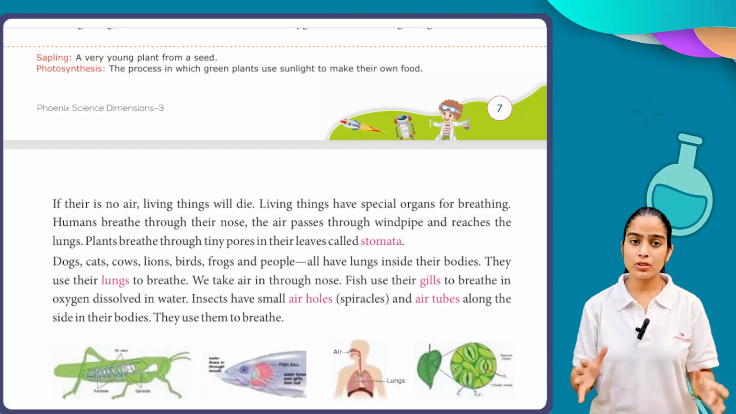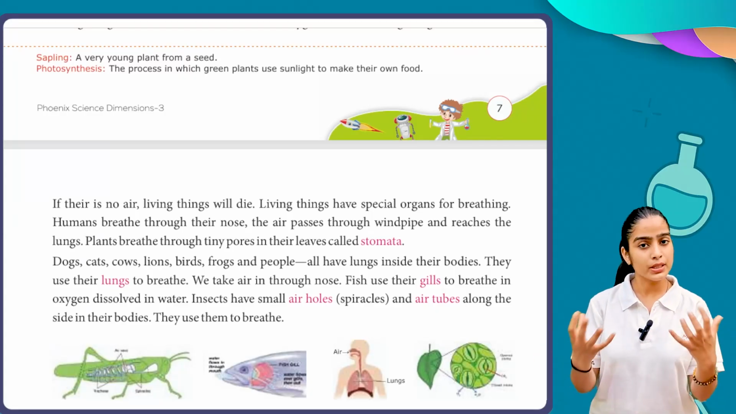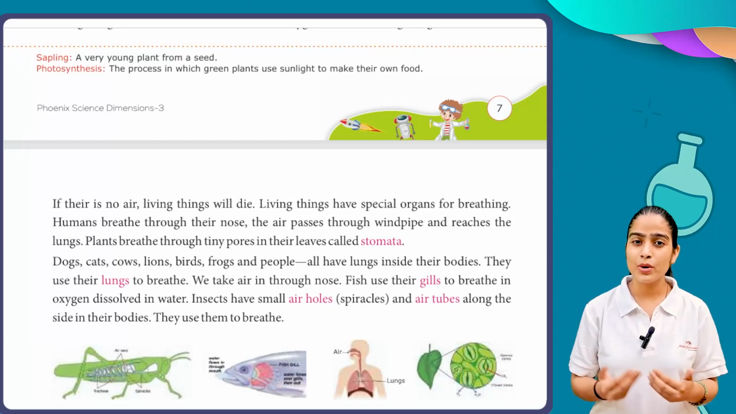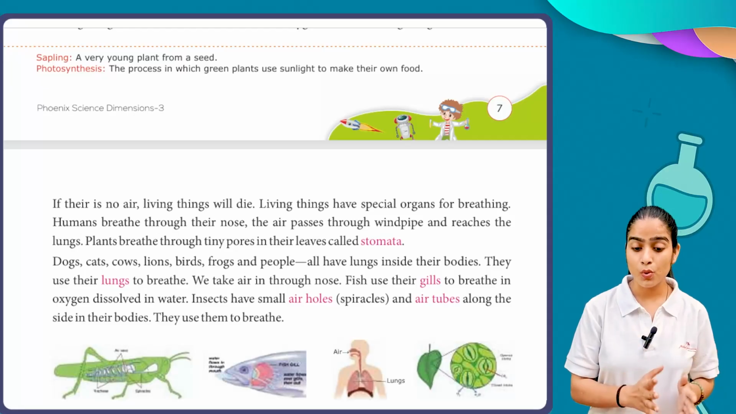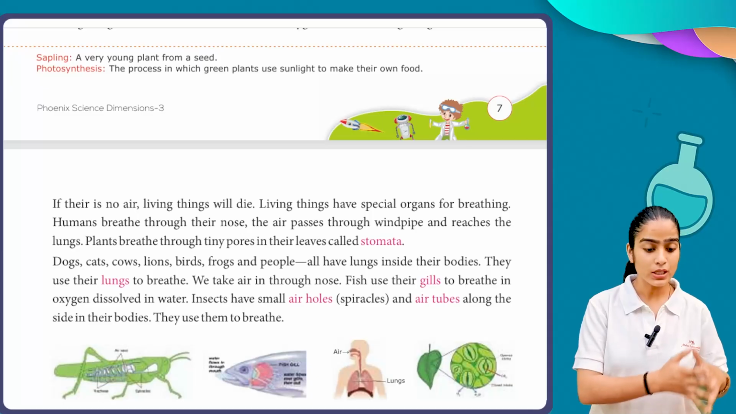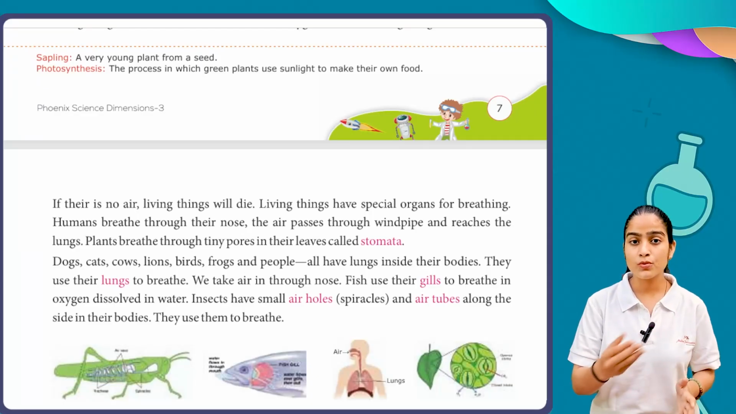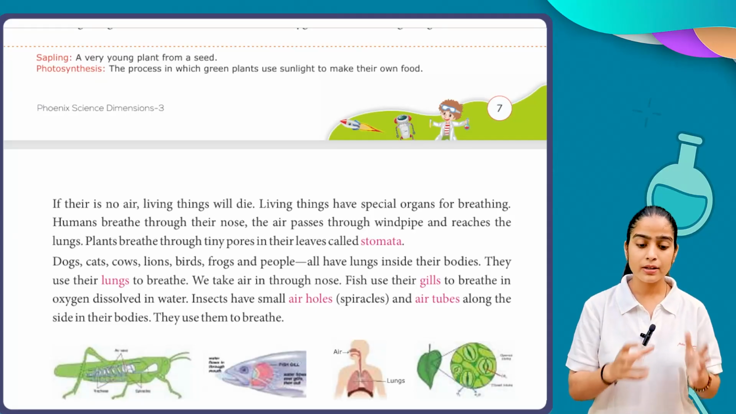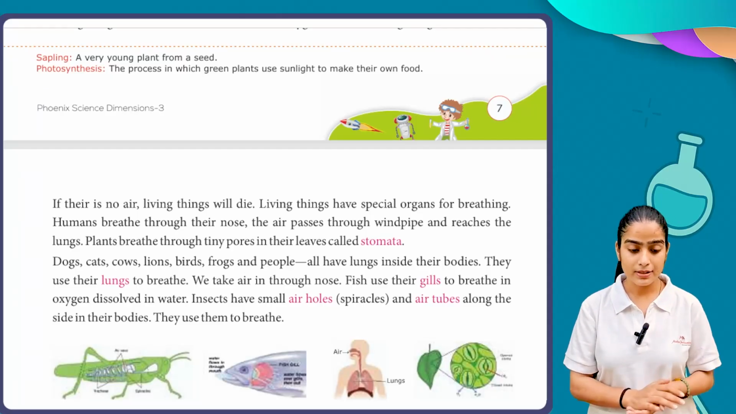So now the question is, ma'am, okay, fine, we need air and we consume oxygen, we breathe in oxygen and breathe out carbon dioxide. But how does this process happen? This process happens in humans with the help of their nose, and after the nose, the air passes through the windpipe and reaches the lungs. If we are talking about plants, they breathe through tiny pores, which we already discussed in the plants part, that we have stomata, which have tiny pores, and they breathe with the help of stomata.